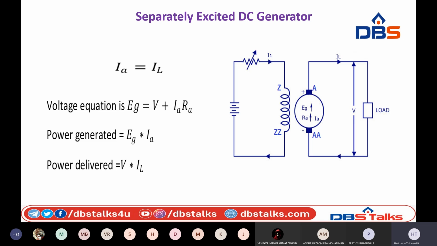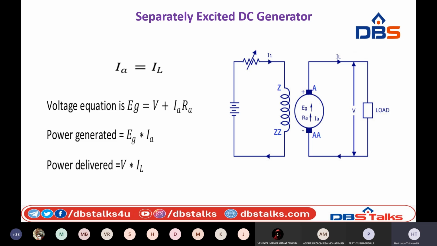Why? Because here brushes are there. So for every brush there is a 1 volt drop. That's why you have to add the brush drop also. Voltage equation: EG is equal to VT plus IRA plus brush contact drop. From this, terminal voltage V is equal to EG minus IRA minus BD.